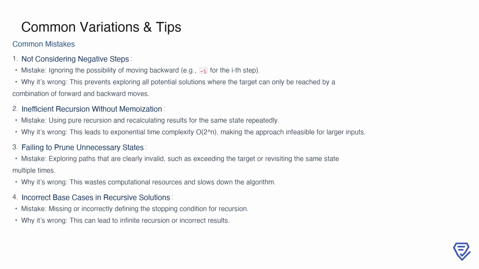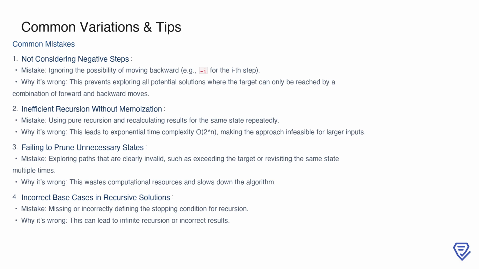When solving the reach a number problem, there are several common mistakes to watch out for. First, overlooking negative steps is a frequent error. Remember, moving backward by taking a step above can sometimes be essential to reach the target. Ignoring this option can limit the solutions you explore.